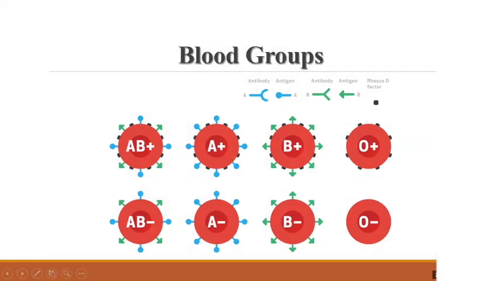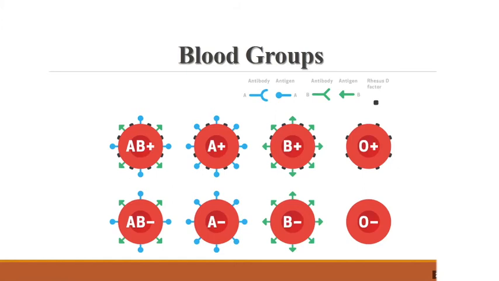Now, let's talk about blood groups. There are 4 main blood groups. There are A, B, AB, and O. Blood groups are distinguished for transferring blood, or blood transfusion.